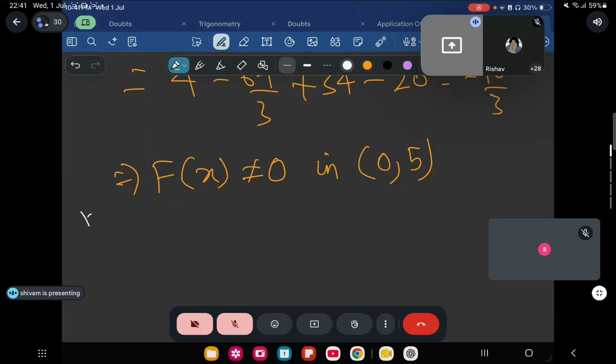Okay, so I think we can continue. Today I'm going to start with Rolle's theorem. Rolle's, LMVT. Rolle's theorem. Lagrange's mean value theorem.